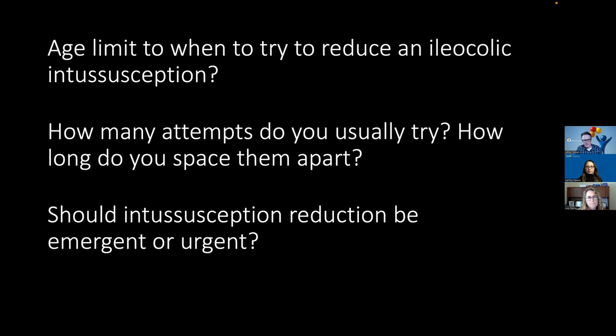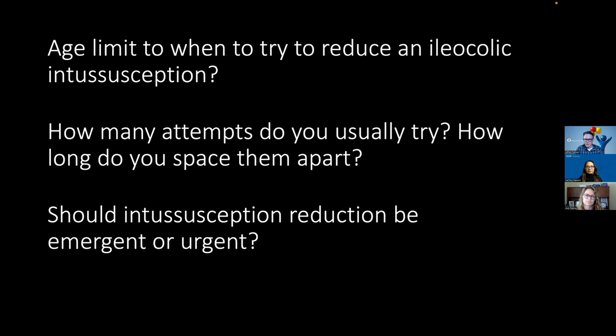So we have a clinical pathway for these. We do what's called a DRE, a delayed repeat air enema. It's at our discretion. If we get called in at 3 in the morning, we'll probably wait until 7 to do that repeat. If it's 6 in the evening and we're getting ready to go home, we might try a repeat in an hour or so.